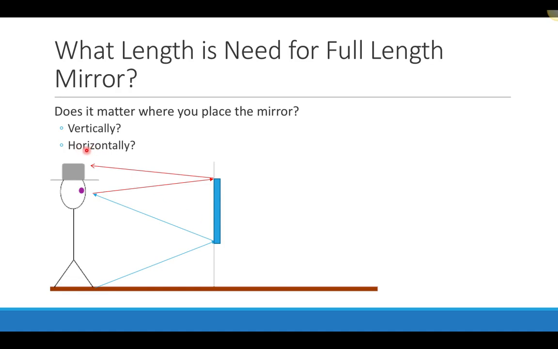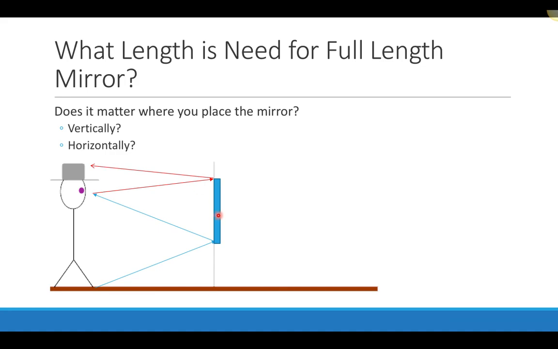So it doesn't matter where I put this mirror horizontally. The person could step back, step back, step back, and that mirror length would actually still be the same size, still half the person's height. I didn't say anything about where the person was located relative to the mirror horizontally.